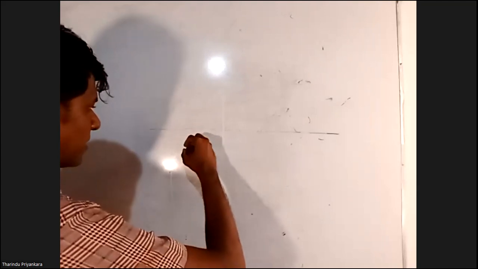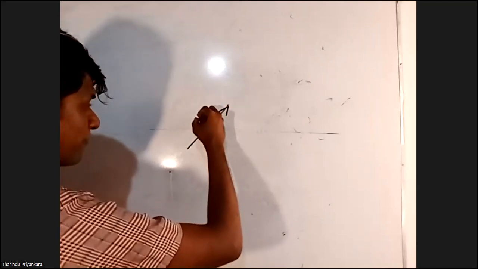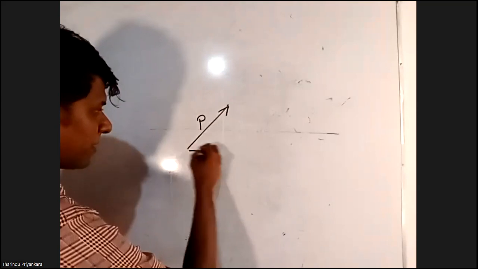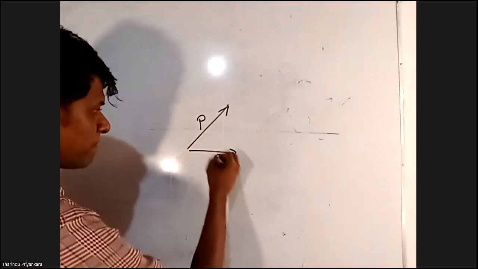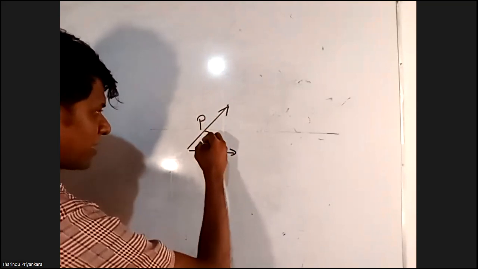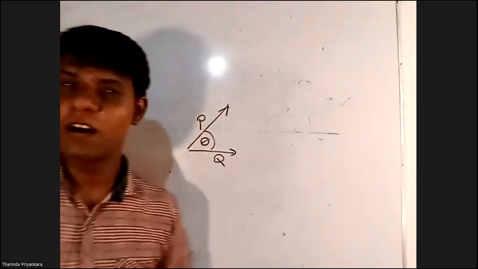We happen to know one thing. When there is a force of P and another force of Q, and in between P and Q there is an angle of theta.